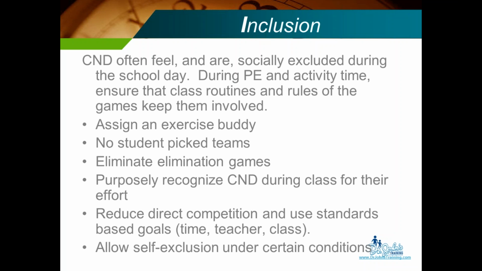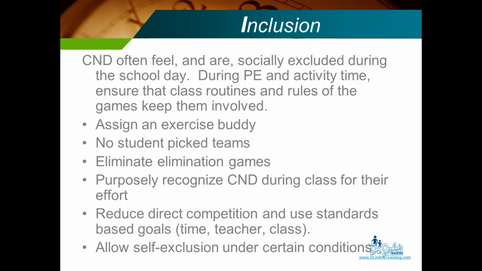We eliminate any elimination games. We want kids to be able to come back into a game. If they get out, there's some type of activity where they have to perform a task and they can come back in. We purposely recognize not all the kids, but we do single out and recognize those special children during class for their effort. Effort is number one and always is in a CATCH physical activity and PE program.